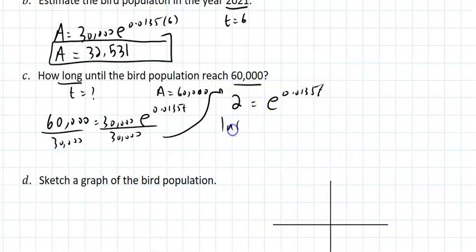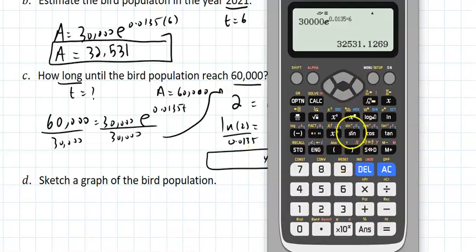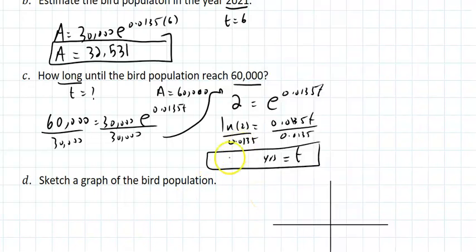Transform to exponential form, to log form, divide by 0.0135, and t will equal, in this case t is in years. Get your calculator out and take natural log of 2 divided by 0.0135. It's going to take 51.34 years. 51.34 years for that to happen.